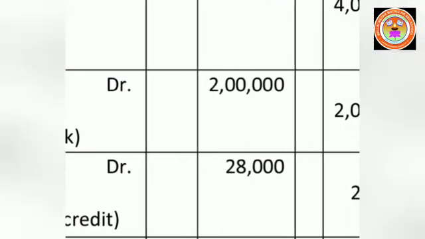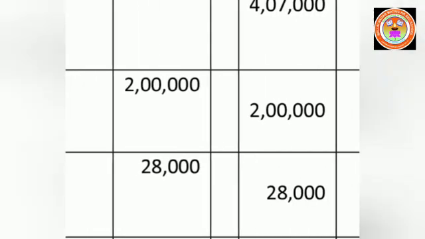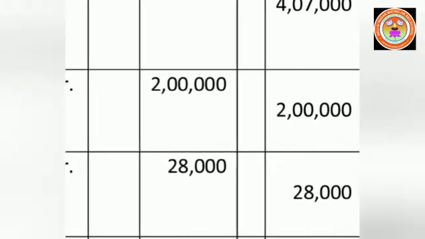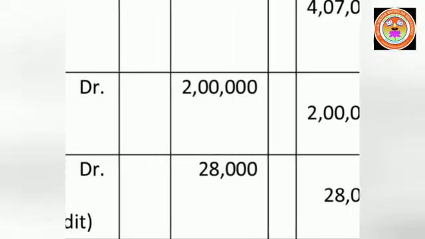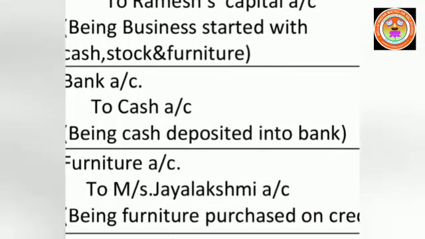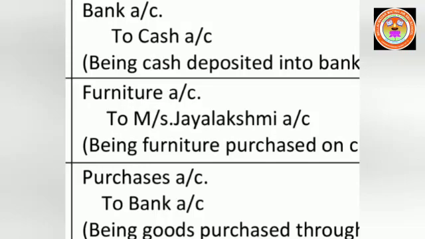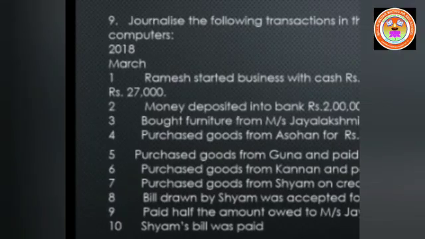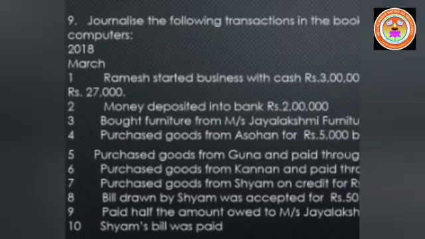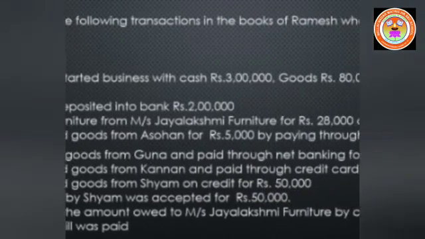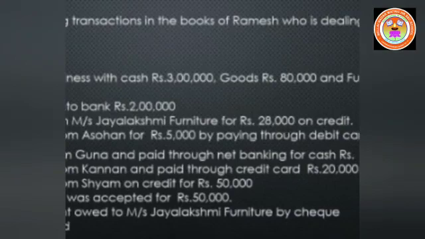See, write the amount 2 lakhs only in amount column, both debit and credit columns, like this. Write the amount correct in digits. Then write the narration being cash deposited into bank. No need to write the name of the bank. Next transaction, March 3rd, bought furniture from Mrs. Jayalakshmi Furniture for rupees 28,000 on credit.